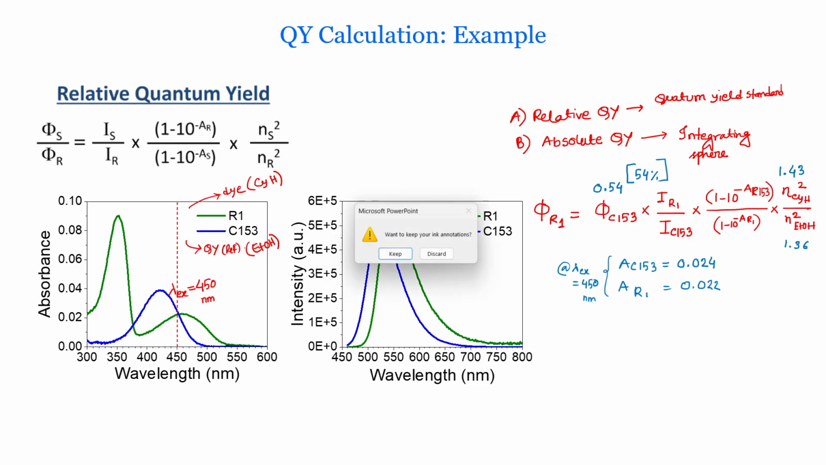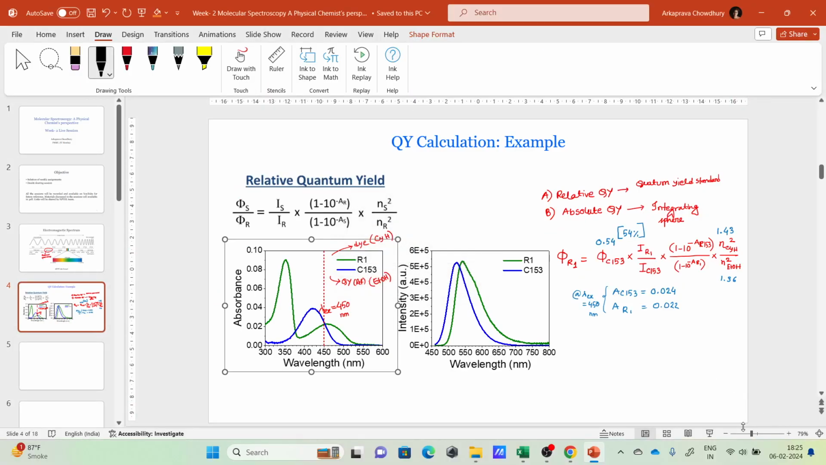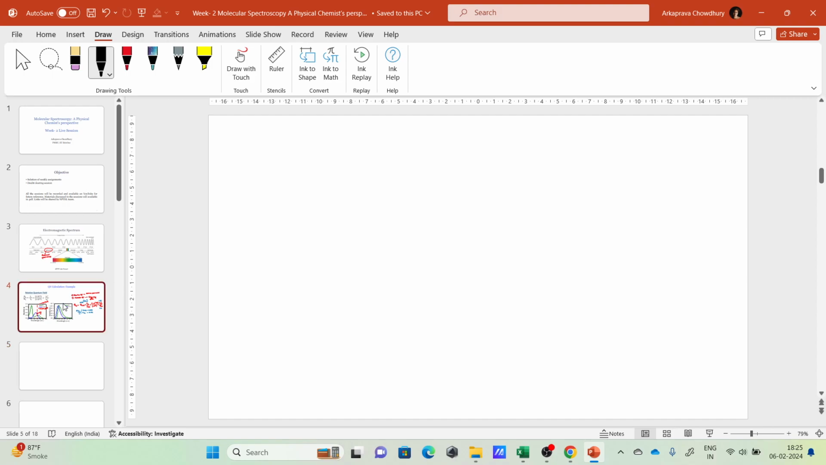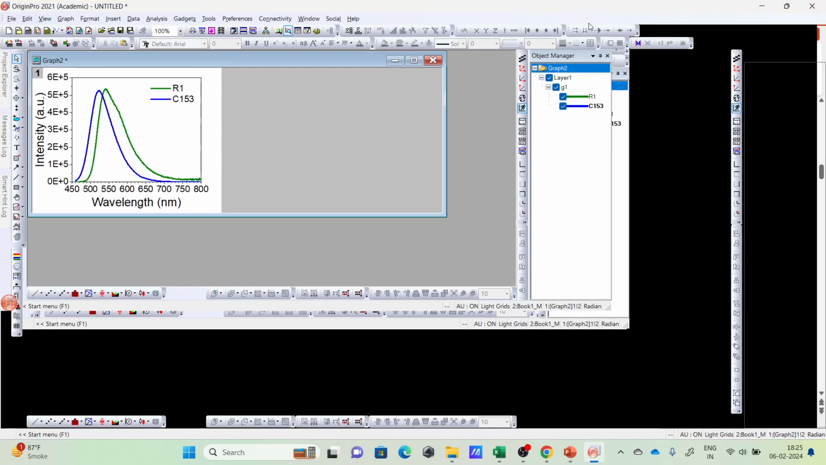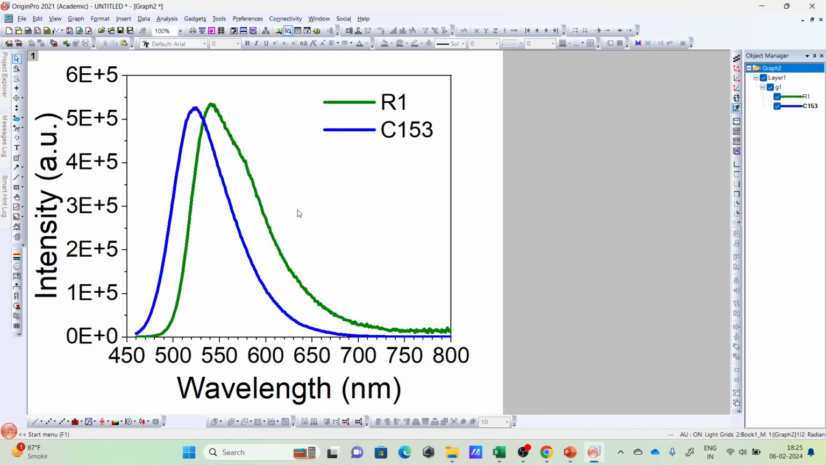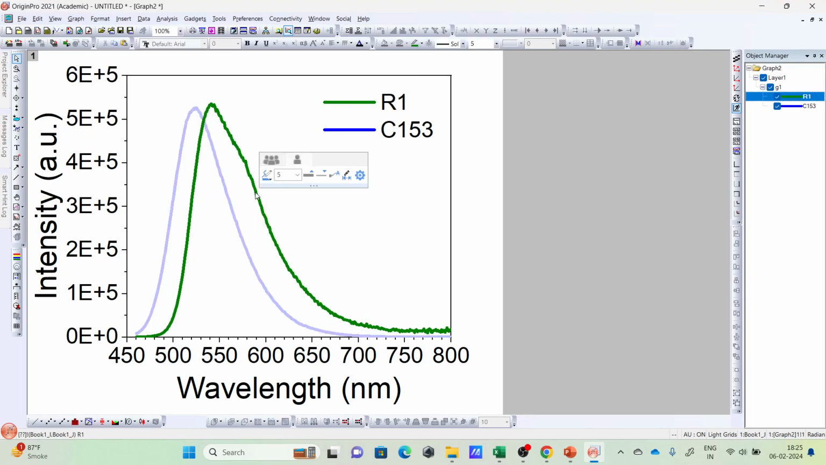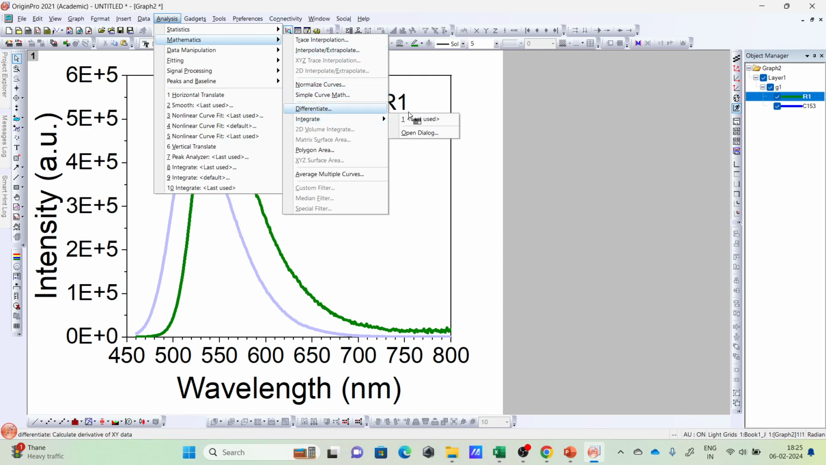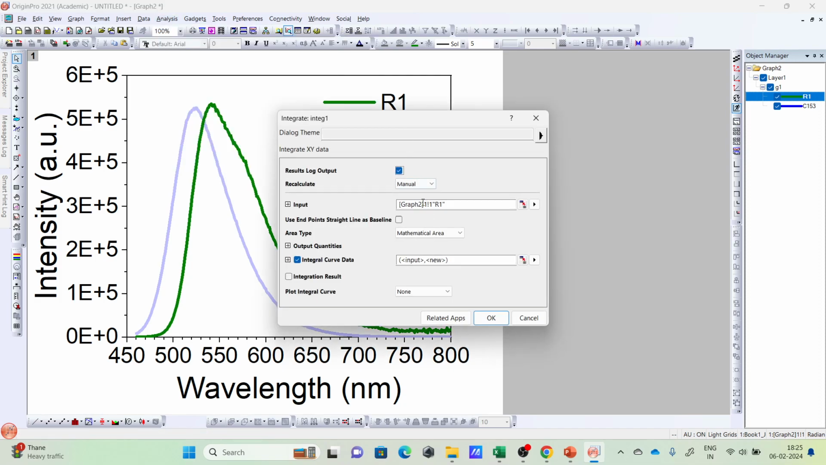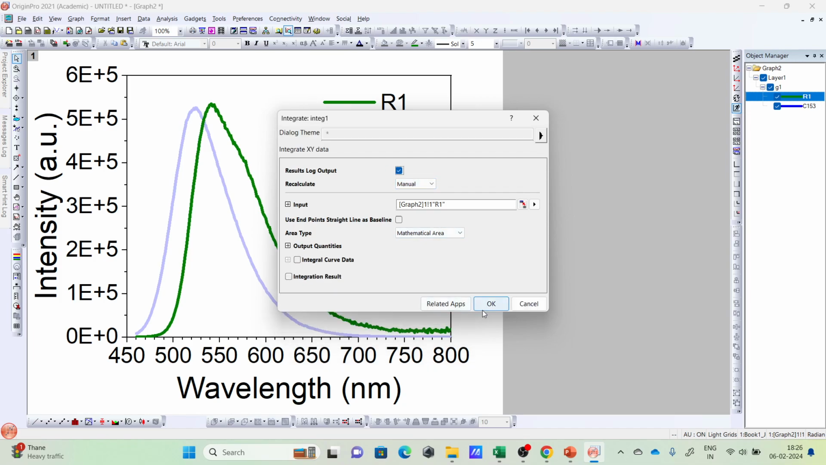The integrated intensities. For it also we'll go to the next curve. Okay, another Origin file. So for the first one, I will select this. This is my sample, right? The dye sample R1. So I'll go to analysis, mathematics, and integrate. Okay, integrate manual. I don't need the curve output. I just need the values.